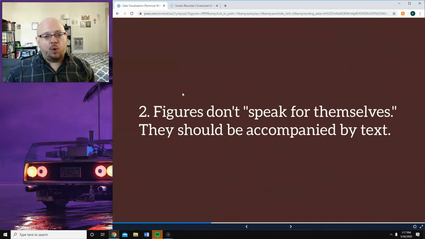All right, second point is that figures don't speak for themselves. They always should be accompanied by text, right? And so don't assume that people are going to get it just by looking at your figure, right? You need to have some text along with it to make your point completely obvious, right?